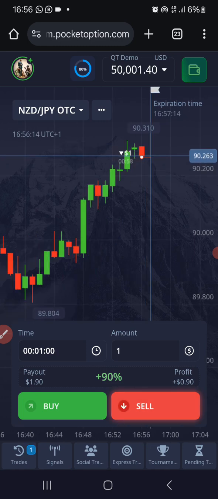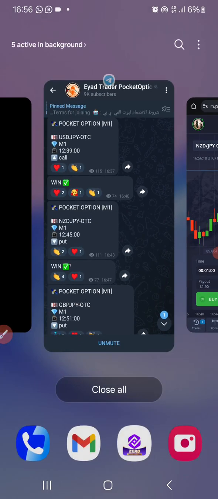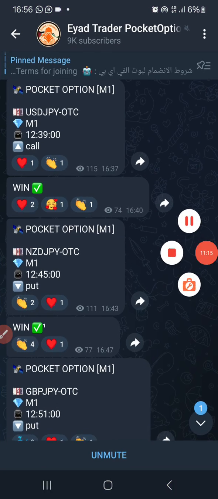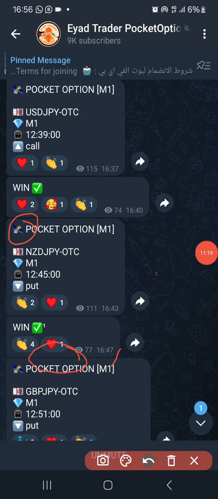Sell means lower, right? Buy means higher. Okay, and which is also showing here, right? It means, let me show you very well. So you can see the put here means lower, the call means higher. Please note that. Very, very important.